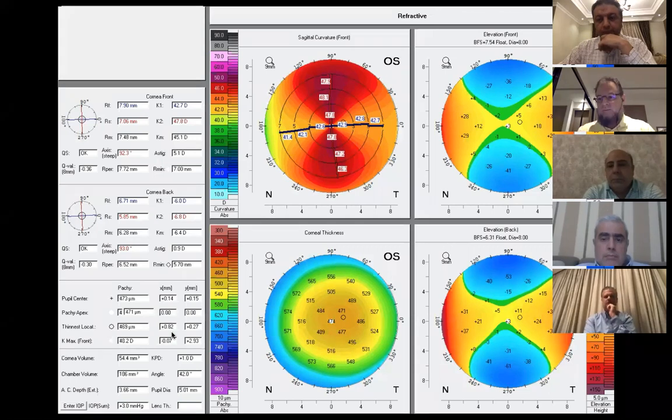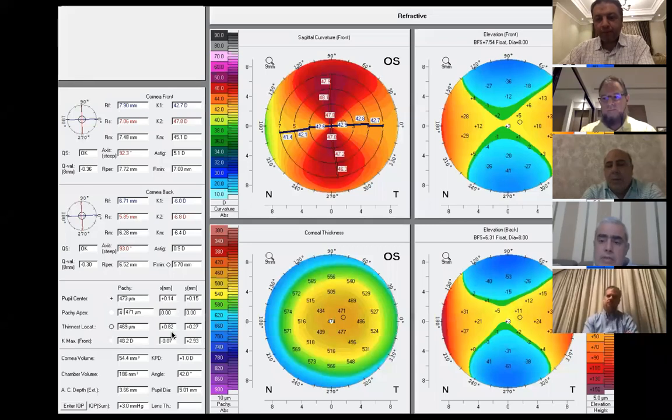Okay? Yeah. Any more questions, Dr. Hossam, from the audience? Okay, but the general concept: the topography guided is at the corneal plane, while the wavefront guided, which is dependent on ray tracing, will study the high order aberrations throughout the eye back to the retina.